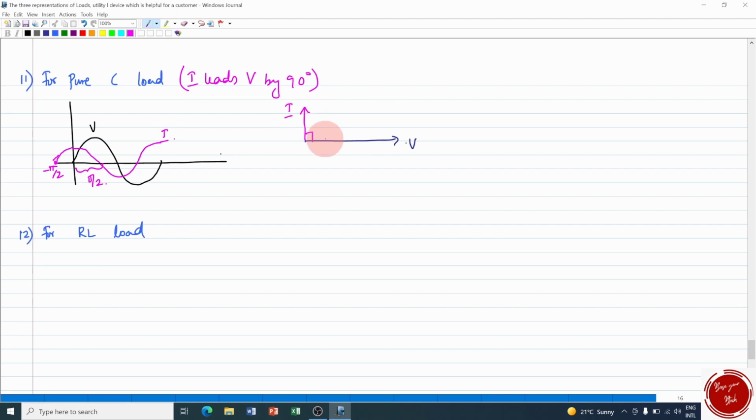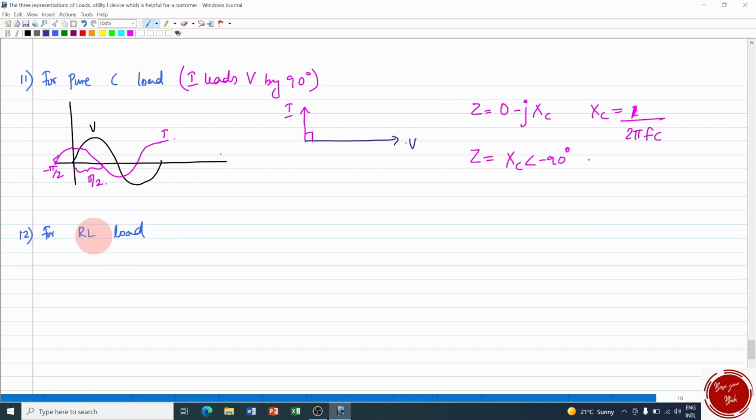So this indicates I, and the rectangular form representation is Z equals 0 minus jXC, where XC is 1 by 2πFC, and the polar form is Z equals XC angle negative 90 degrees. Since it is negative j, it is negative 90 degrees.